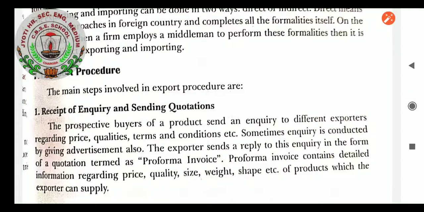I think the receipt of inquiry is very easy, student, because receipt of inquiry is the work of the importer, not the exporter, because they have to get the details of what the people want to order. So for that, receipt of inquiry is needed. The prospective buyer of a product sends an inquiry to different exporters so that they come to know what goods they have, what size, what quality, what price, and the terms and conditions. After the inquiry is conducted, the exporter sends the details in the form of a quotation, termed a pro forma invoice: what quality, quantity and size of product they have. The pro forma invoice contains a detailed description of the product.